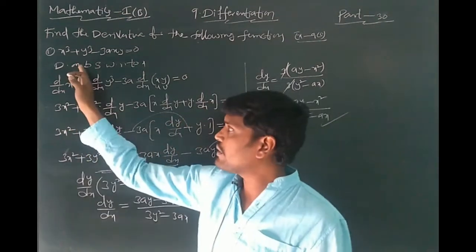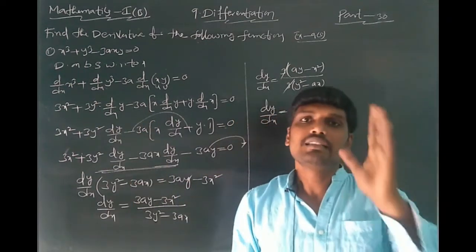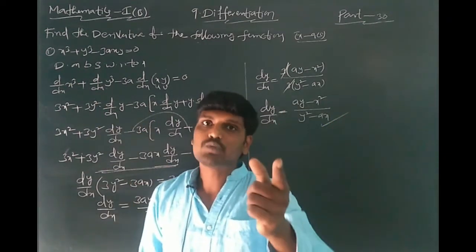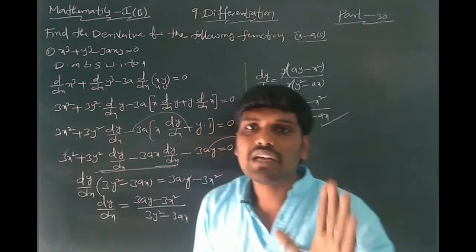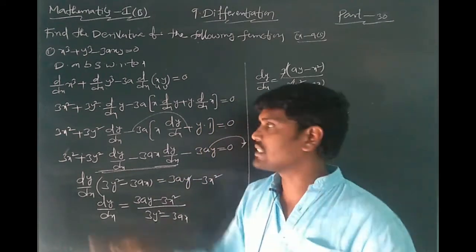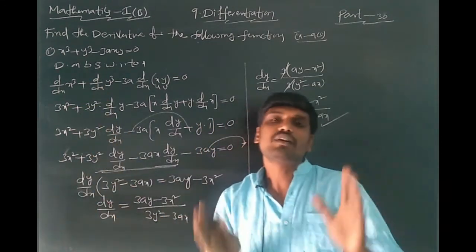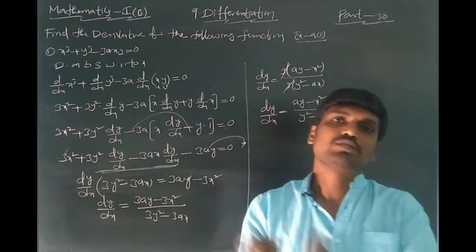First, the given function in terms of x comma y is an implicit function. That implicit function you can differentiate on both sides with respect to x in this way. After that, you can separate the dy by dx terms from the remaining terms.